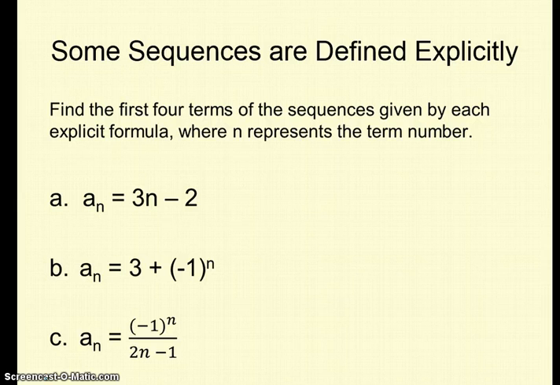Some sequences are defined explicitly, with the definitions you're seeing here for A, B, and C. So I want you to find each of the first 4 terms of these sequences. On A, to find A sub 1, or my first term, that's going to be 3 times 1 minus 2, which would just be 1. A sub 2 would be 3 times 2 minus 2, which would be 4. Go ahead and do A sub 3 and A sub 4.